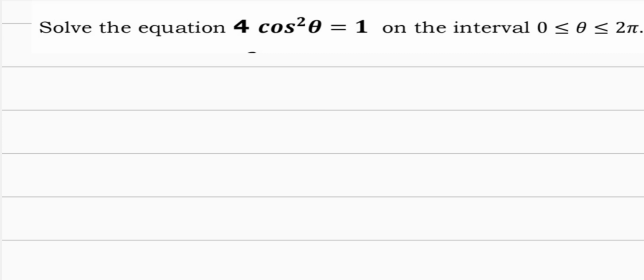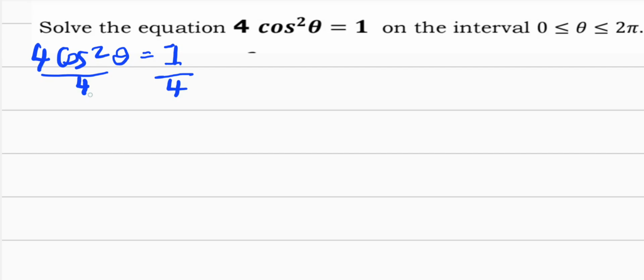So we are going to, first of all, solve the equation by dividing both sides by 4. So 4 cosine square theta is equal to 1. Now we divide by 4 and then we divide by 4. So the 4 cancels out. Now we have cosine square theta is equal to 1/4.